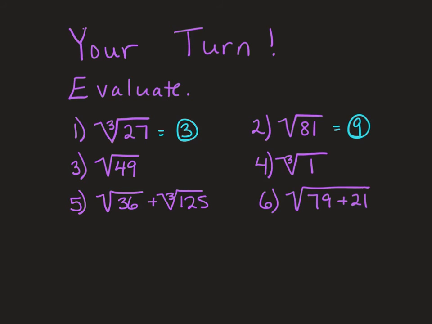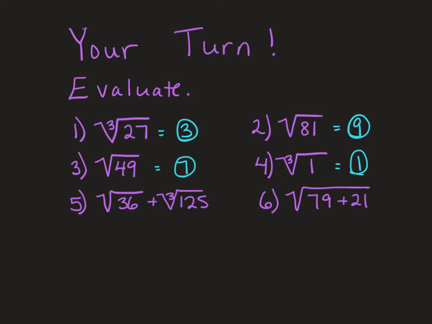On 3, what times itself is 49? That is 7. Since it's a square root, we're just thinking of a number times itself once. So 7 times 7. Number 4, cube root of 1. Well, what times itself 3 times is 1? Well, that would have to be 1 times 1 times 1. By the way, the square root of 1 is also 1.